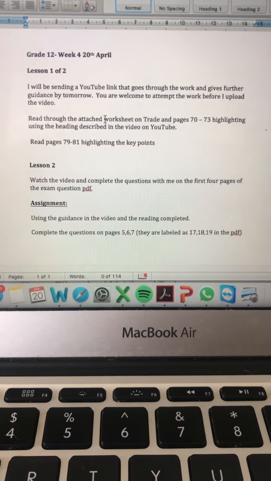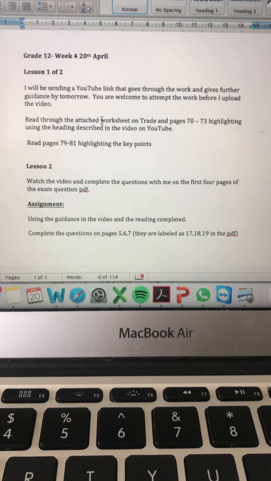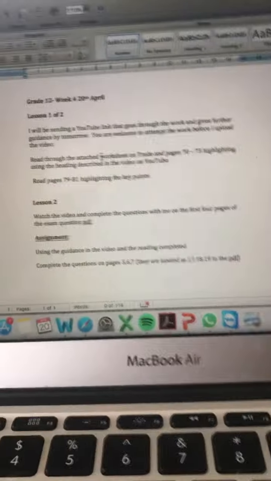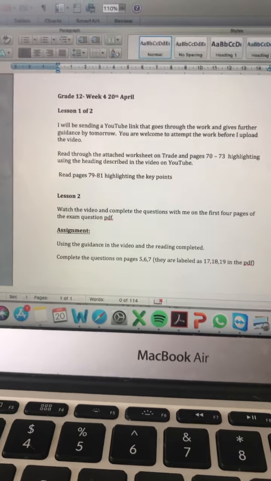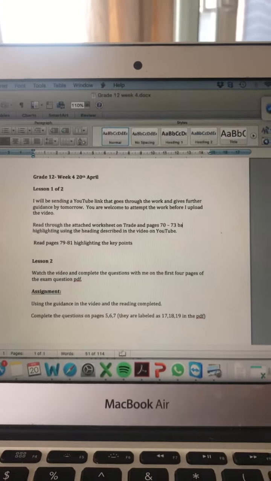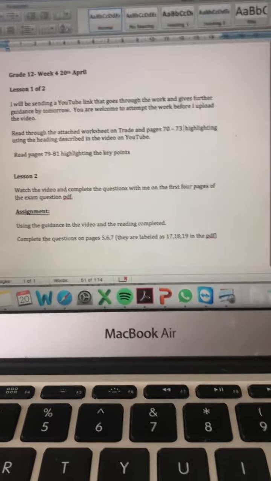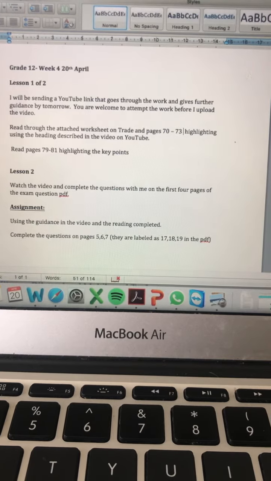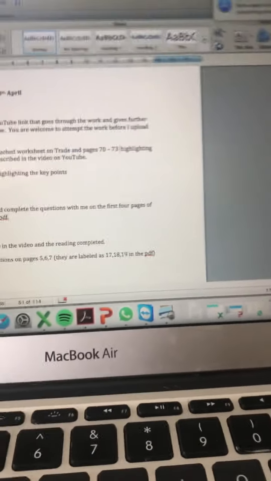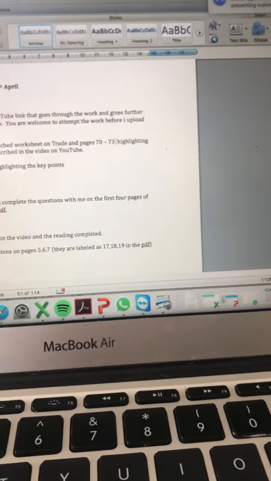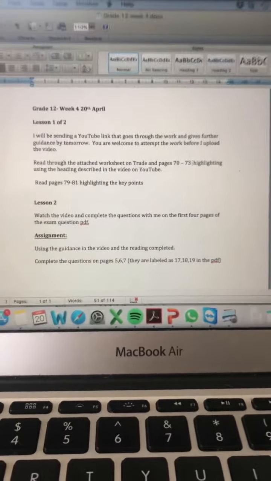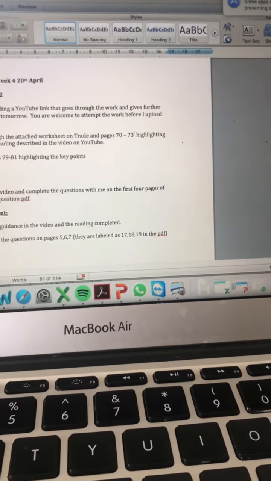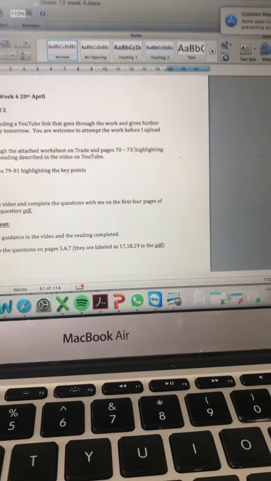I'd like you to read pages 70 to 73. Now, that is in Bahamas Today, okay? So I've not actually put the book there, so that will be in Bahamas Today, okay? And then read through pages 79 to 81, highlighting the key points. So read through those pages, just have a quick look through, and then come back to this video, okay? And we're going to go through some of the questions. Also have your New Wider World in front of you, okay?